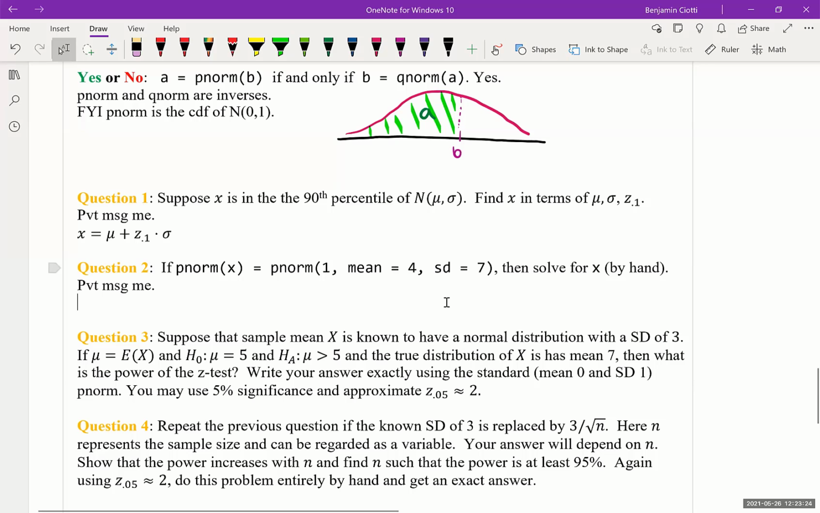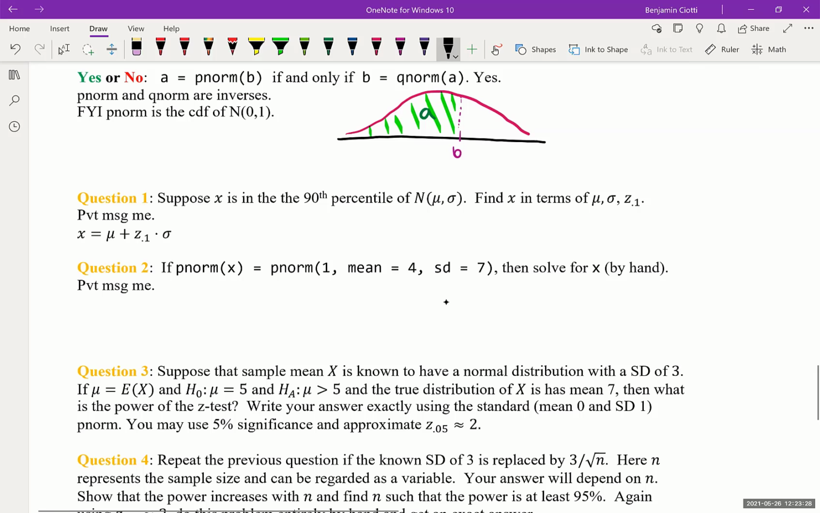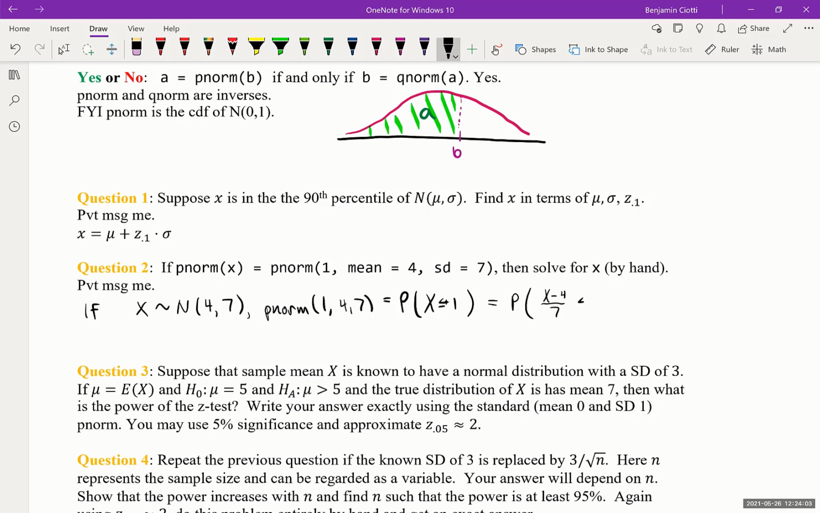Okay, so let me write this one. How about if X has a normal distribution with mean 4 and standard deviation 7, then P norm of 1, 4, 7 is the probability that X is less than or equal to 1. But that's the probability that (X minus 4) over 7 is less than or equal to (1 minus 4) over 7, which is the probability that a standard z-score is less than negative 3.